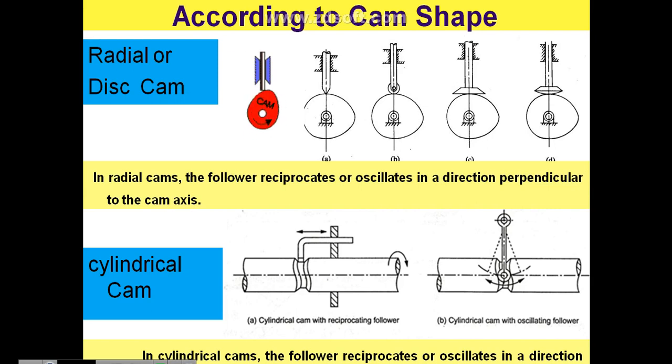The next diagram is the oscillating type of follower. There is a follower which is pivoted at the top, and the ball-like end is suspended in the cylindrical groove. So when the shaft, that is the cylinder, rotates about its center, the follower follows the groove, so that it attains a zigzag motion.